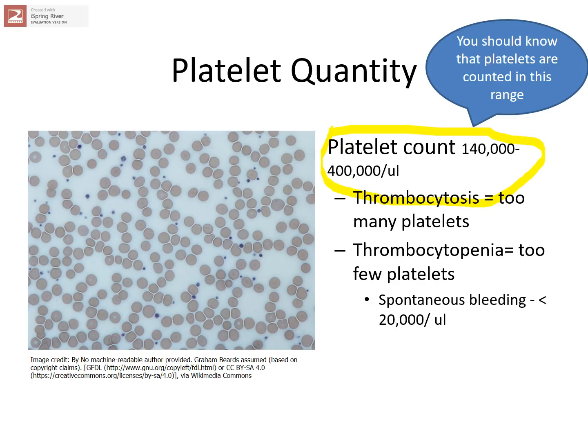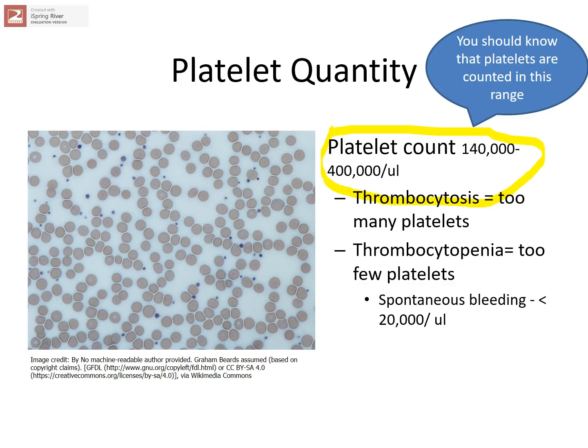We already said that platelets are integral to hemostasis, and when people have way too few platelets, so less than 20,000 per microliter, so that's about a seventh of the lower normal range, they can have spontaneous bleeding, and we'll often see that bleeding in their gums and mucous membranes, maybe nosebleeds, things like that.